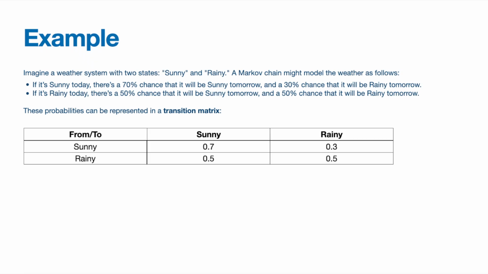If we talk in even simpler terms, imagine a weather system with only two states, sunny and rainy. A Markov chain might model the weather like this: if it is sunny today, there is a 70% chance that it will be sunny tomorrow, and a 30% chance that it will be rainy tomorrow, right? If it is rainy today, there is a 50% chance that it will be sunny tomorrow, and a 50% chance that it will be rainy tomorrow. So this is what you can call a Markov chain.